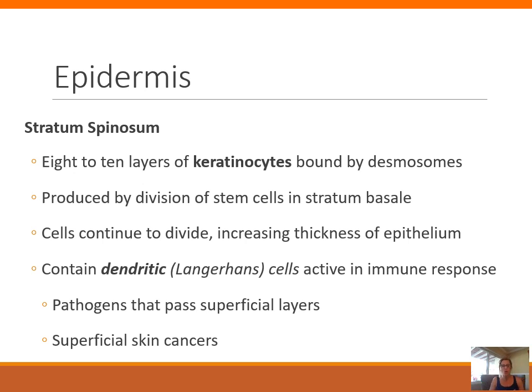All right, so we're moving up through the epidermis. We started with the stratum basale, and then up after the stratum basale is the stratum spinosum. The stratum spinosum is pretty thick. There are between 8 and 10 layers of cells. Specifically, remember, we call them keratinocytes. And these keratinocytes are strongly attached to each other with desmosomes.